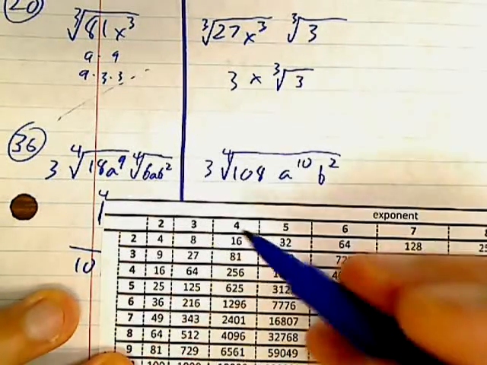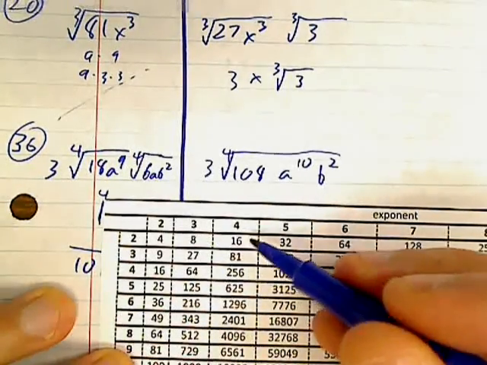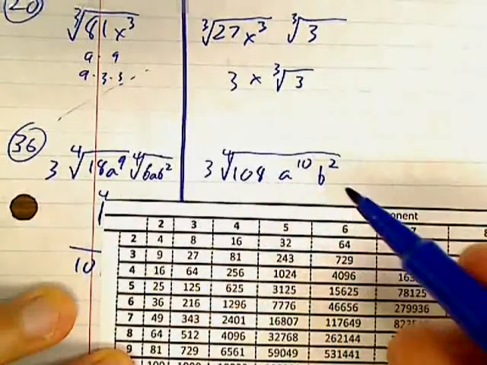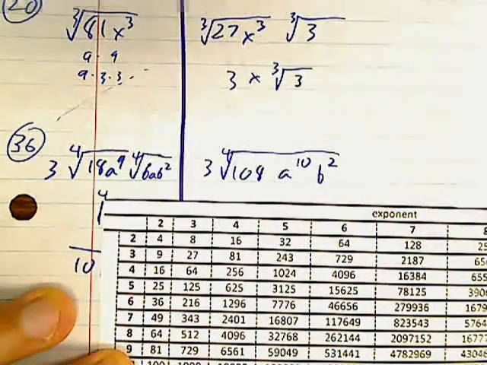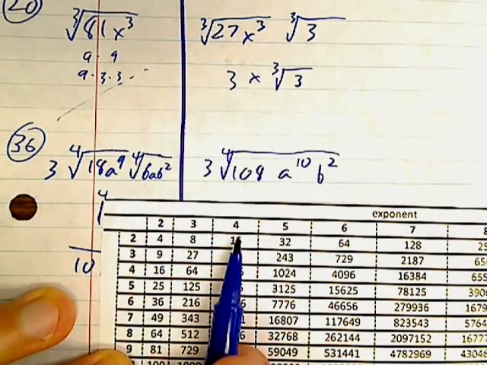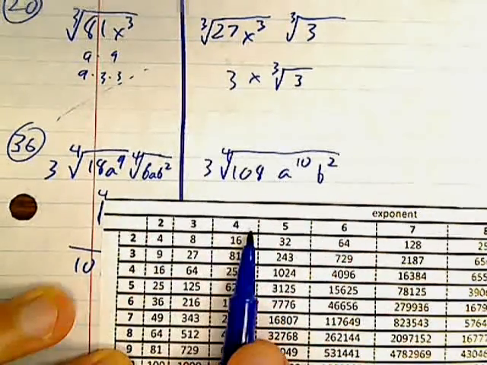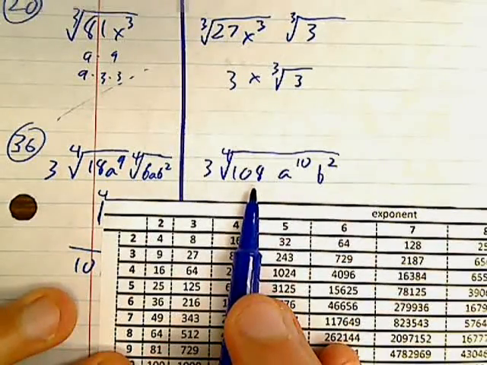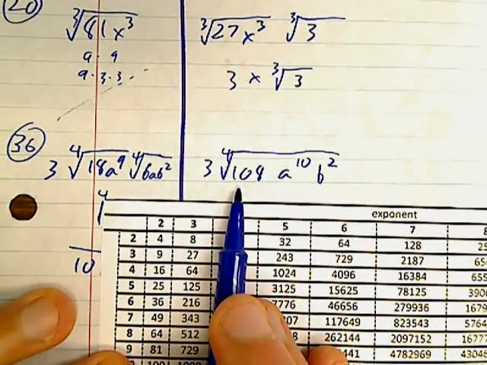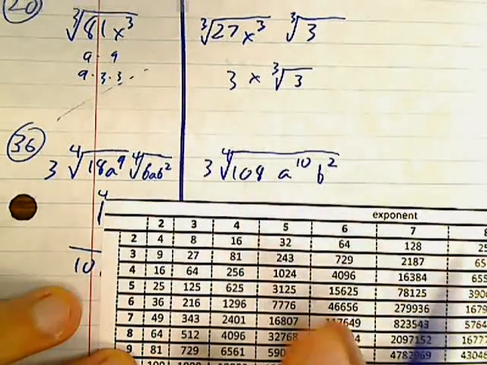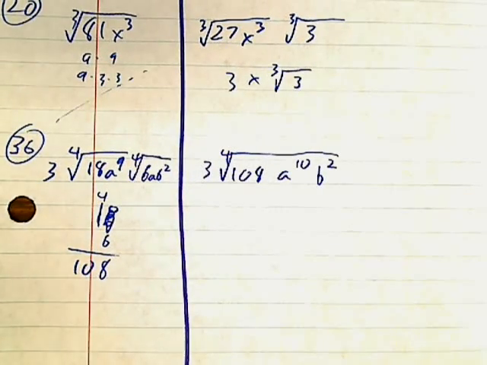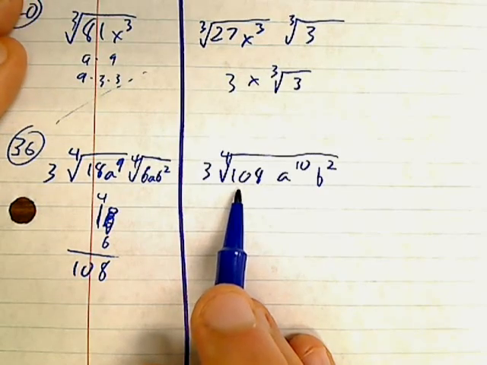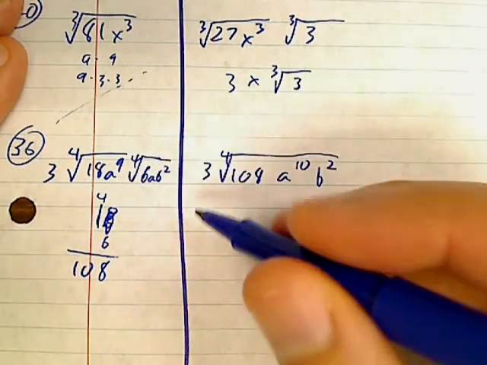So the only one I have to check is 16. 108 divided by 16, does that go evenly? No. Because to be 16, it would have to divide by 4 twice, right? Because 4 times 4 is 16. So 108 divided by 4 would be 27, and 27 doesn't divide by 4. Okay, so there's no perfect fourth power that goes into 108, and that's okay.